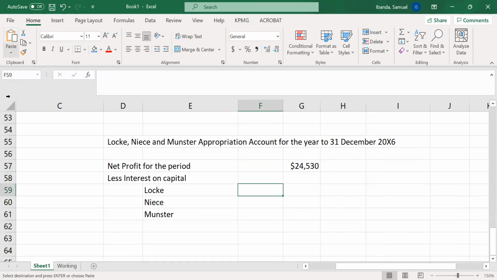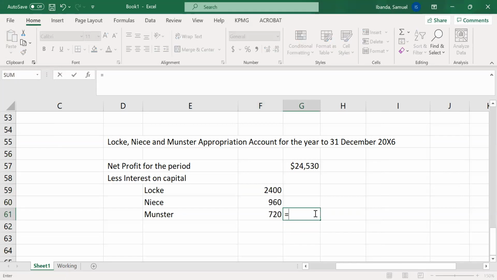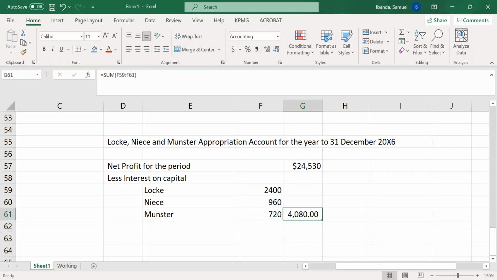So I'll just put them here, and then the total will be here. Okay, that is what I basically do have at hand. So after that, now I'm going to remove the salaries, and they have told us that it is Monster that receives a salary. Okay, so I'm going to come and remove Monster's salary.